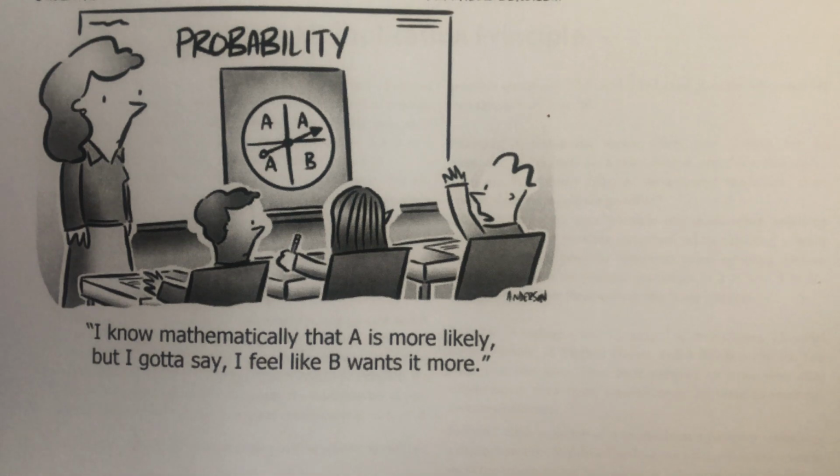A is more likely. B may want it more, but in math, we just kind of deal with cold hard numbers, so A is more likely to get it, kind of regardless of whatever B wants.